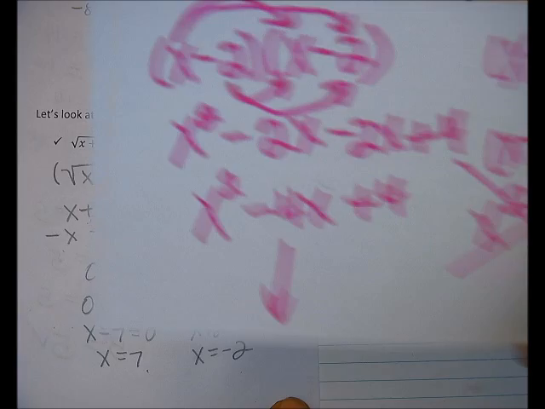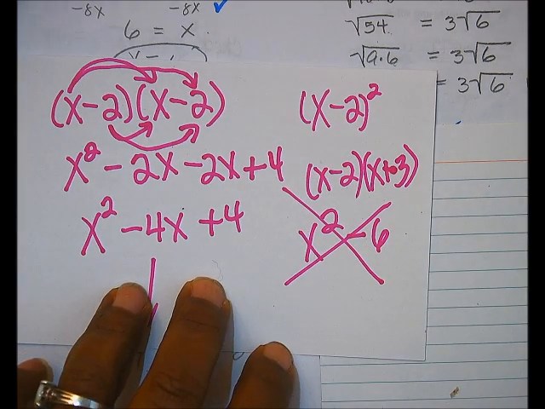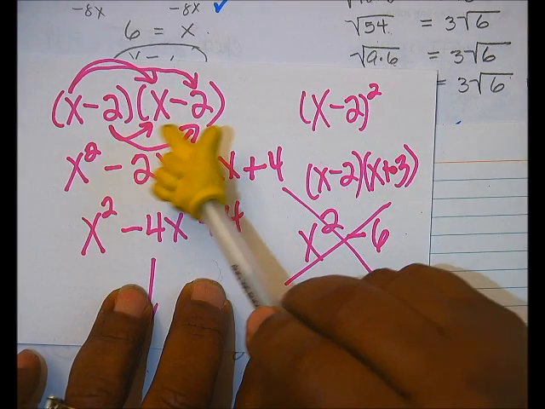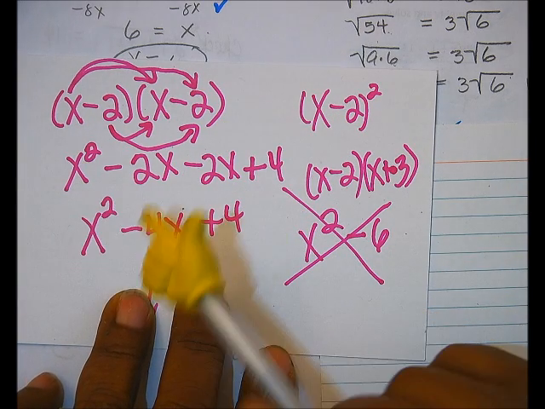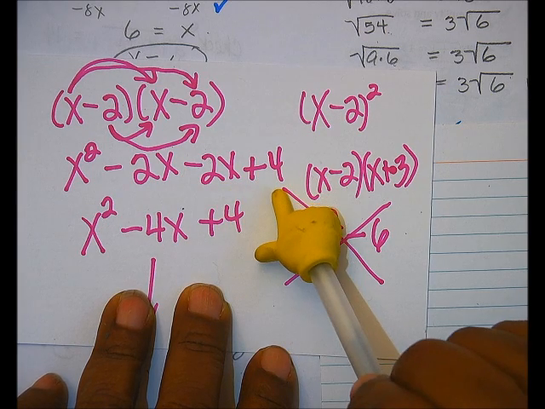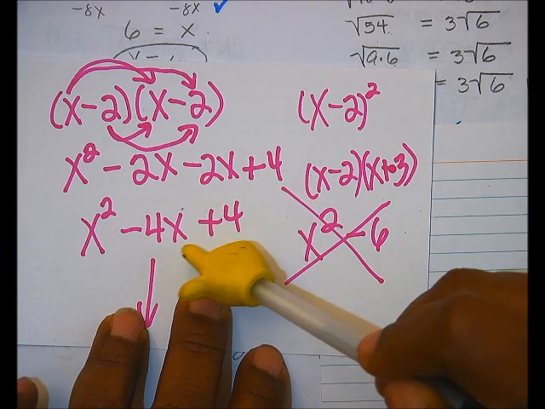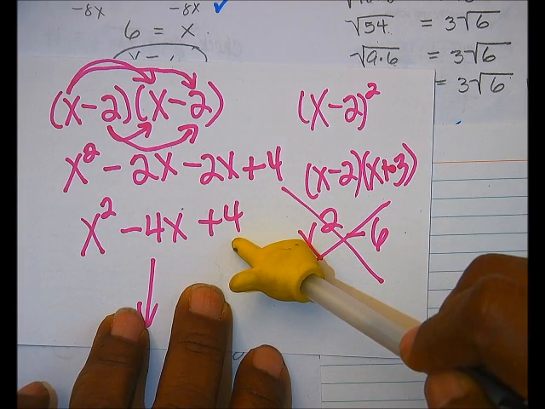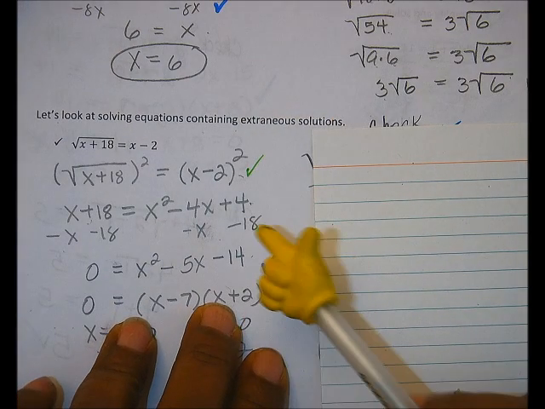So let me quickly show you what I'm talking about. If we're multiplying x minus 2 times x minus 2, then we do first, outer, inner, last. We combine like terms and end up with x squared minus 4x plus 4. Okay, so that's how I got here.